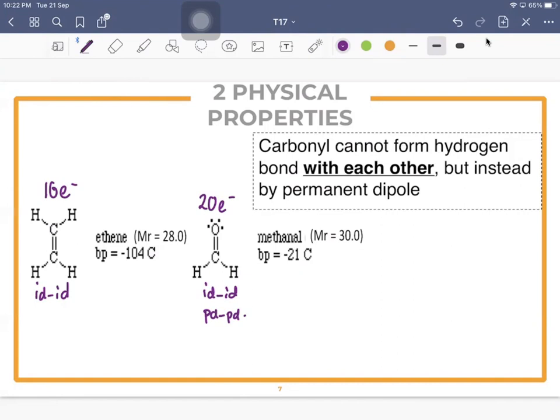Carbonyl compounds cannot form hydrogen bonds, so there is no hydrogen bond in carbonyl compounds, unlike alcohol. In alcohol, you have seen that they can form hydrogen bonds between one molecule of alcohol and another molecule of alcohol, but that's not the case for carbonyl compounds because there is no hydrogen that is directly attached to either F, O, or N. Here you've got your oxygen attached to carbon, so you can't have a hydrogen bond between the molecules.